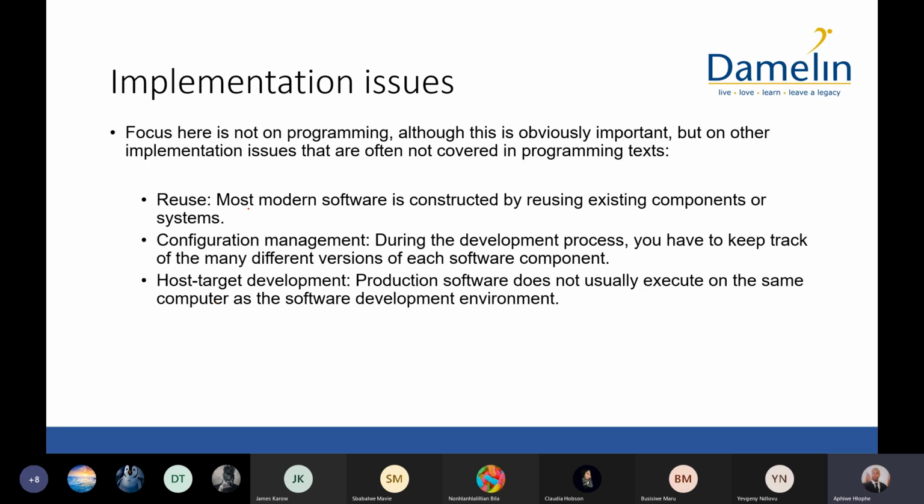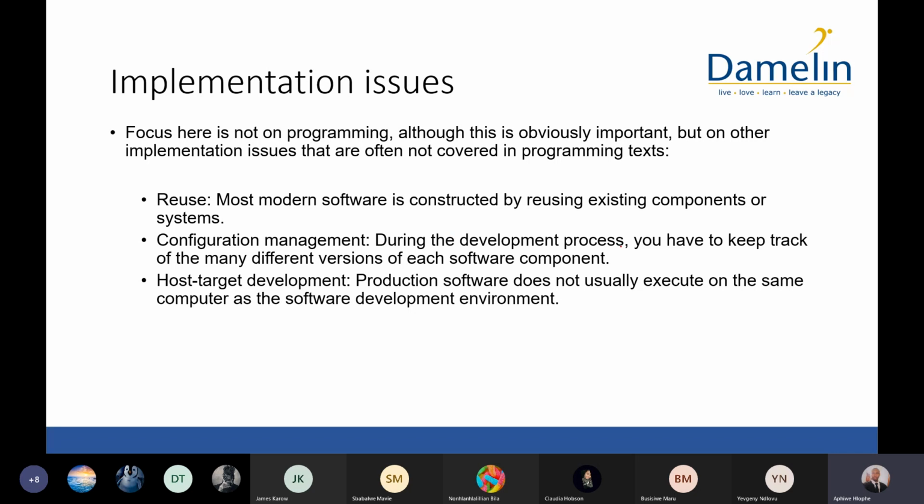So reuse, most modern software is constructed by reusing existing components or systems. In this day and age, it's very rare that you're going to find a programmer that's building the entire system from the ground up. Usually certain components can be reused because they're already existing in the market. So we're going to cover issues associated with reuse, and configuration management.